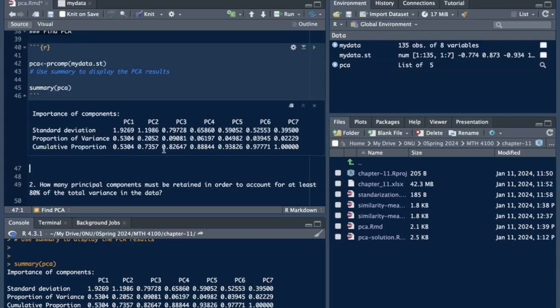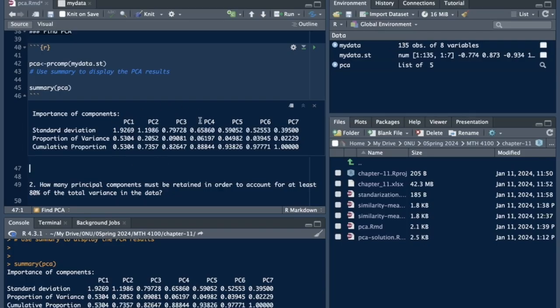Here is the cumulative one. So the first one captures 53% of the total variation of the data. The second one with the first one, both of them, you just add these two values, you get 73%. Then you add the third, you get the third one, and so on. So the first 3 capture 83% of the variation of your data. So if you are willing to lose less than 20% of your data, you can cancel all of the other variables. You can only study the first 3 variables.